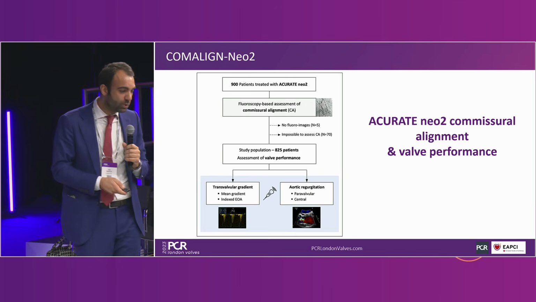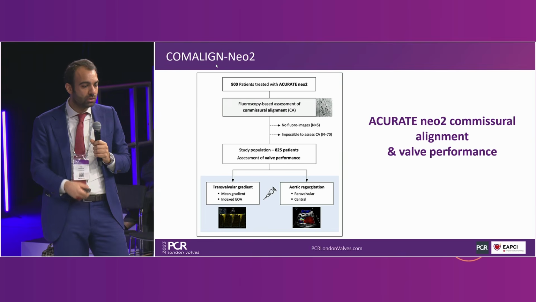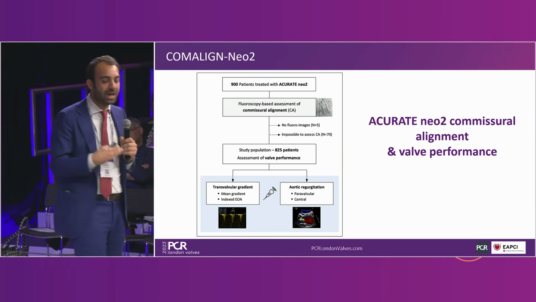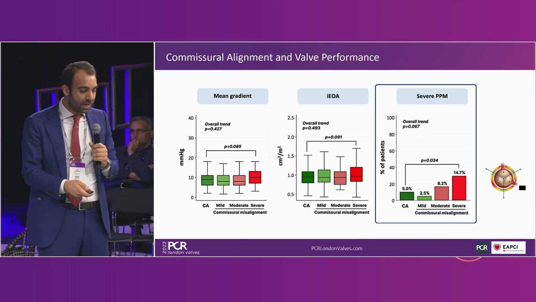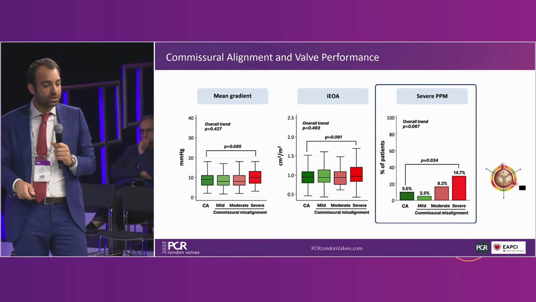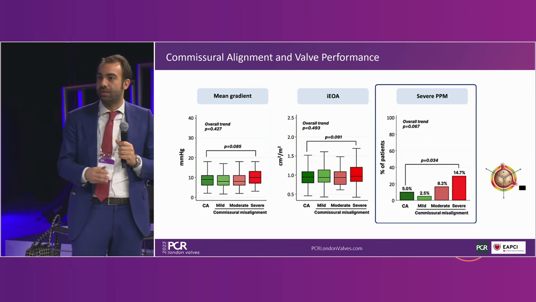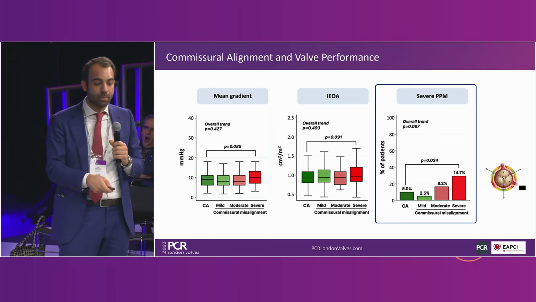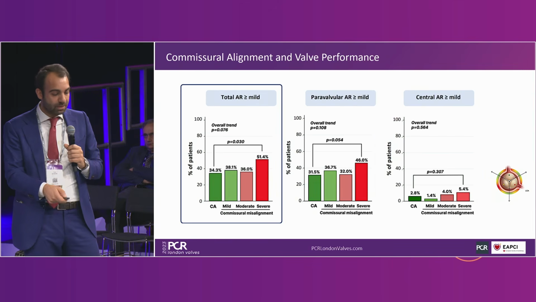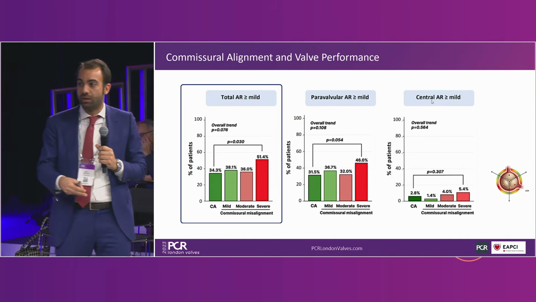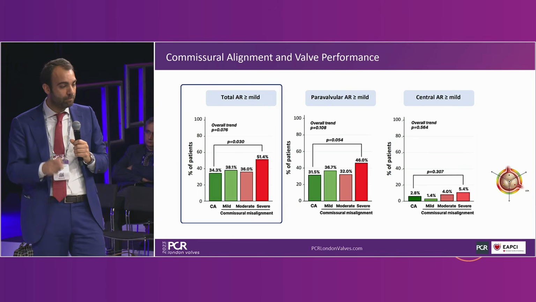And this is data that was presented recently. This is COM-ALIGN Neo 2, 900 patients, fluoroscopically based commissural alignment. And they were followed, they had their gradient followed and the rate of PVL. And if you look at some slides of the study that were striking, there was a higher risk of severe patient-prosthesis mismatch in the patients with severe commissural misalignment, compared to the patients who had no commissural misalignment. And likewise, you had a higher risk of more than mild PVL. So these are two hard outcomes showing that if you have severe misalignment, you have higher PPM and you have higher PVL.